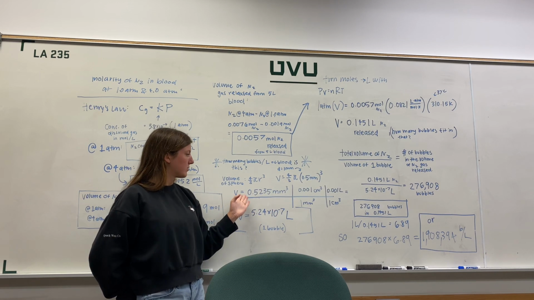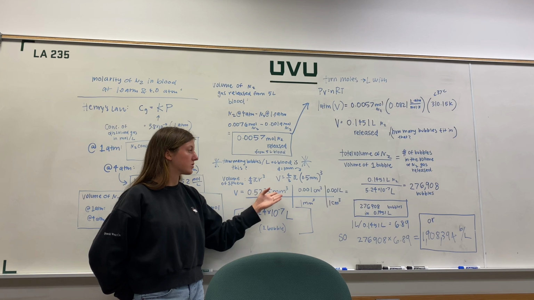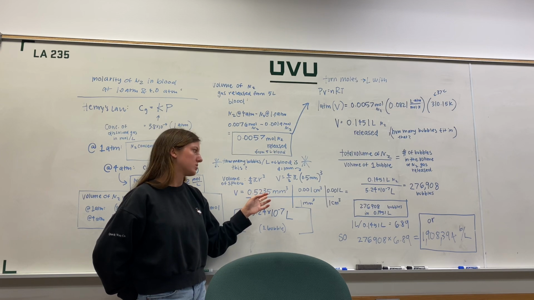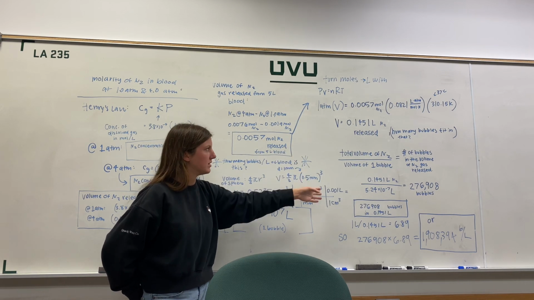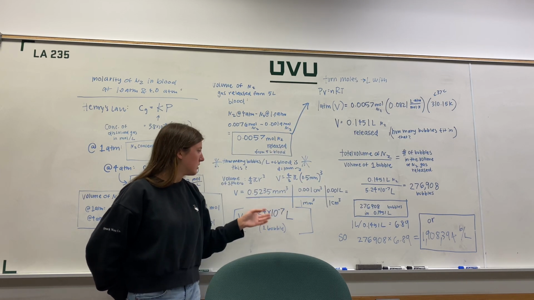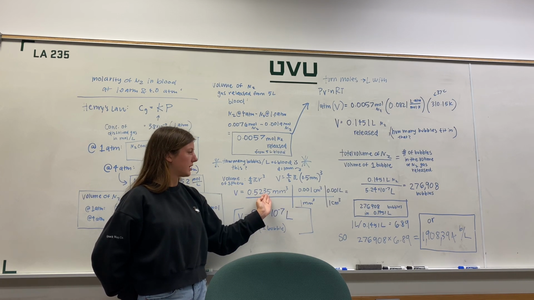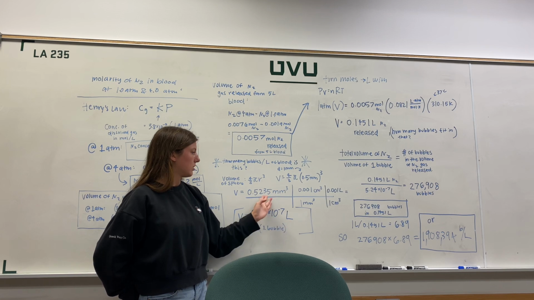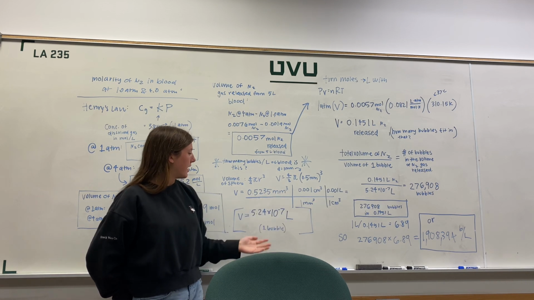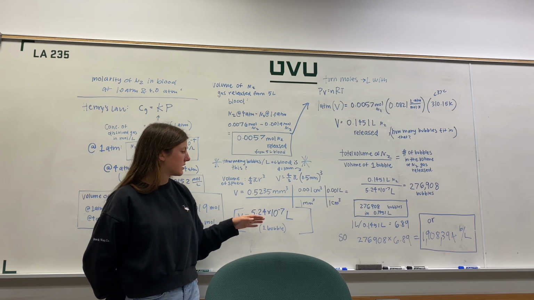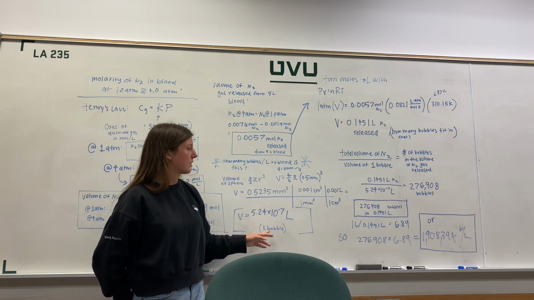Then we get 0.5235 millimeters cubed, but we don't want our volume in millimeters cubed, we want it in liters so that we can more easily compare these two values. So then you convert this millimeters cubed value to liters through stoichiometry, and then we get the volume of one bubble, which is 5.24 times 10 to the negative 7 liters. So we know that's one bubble.